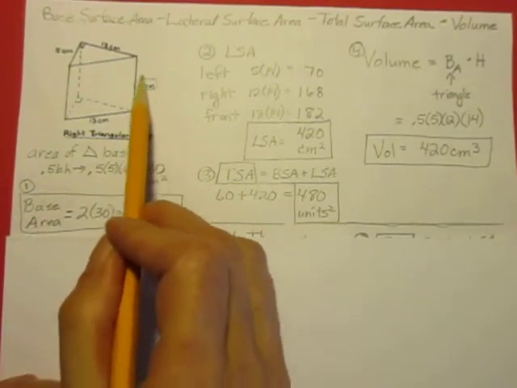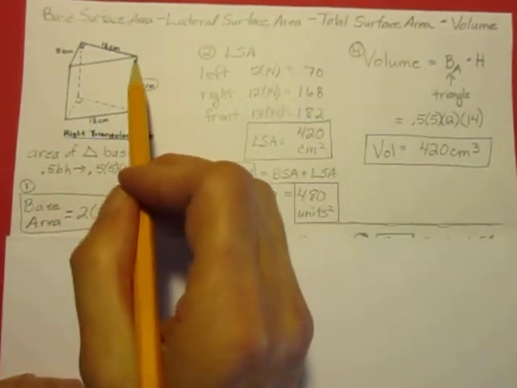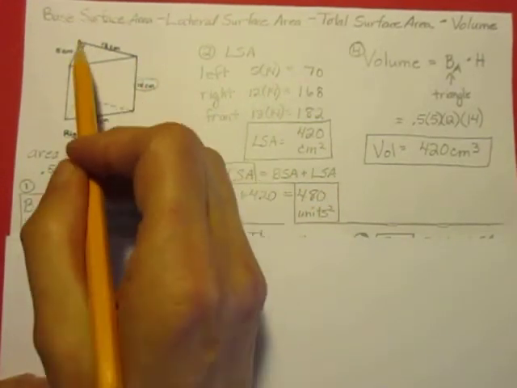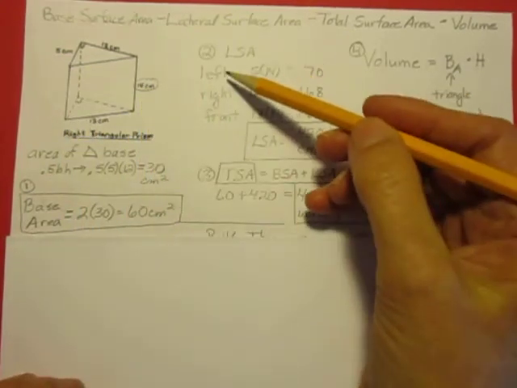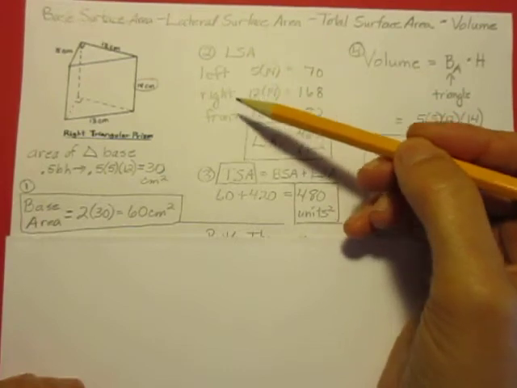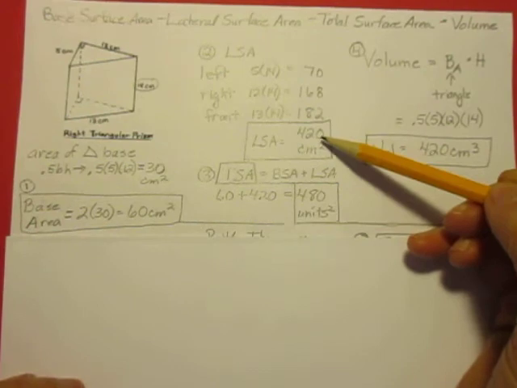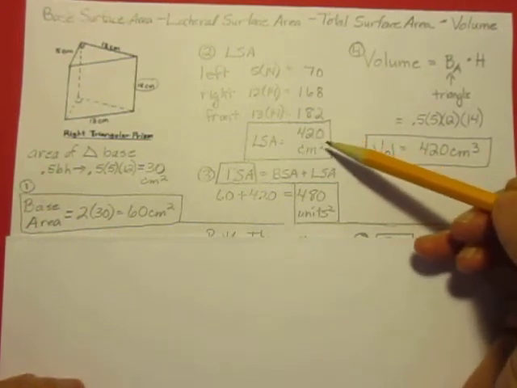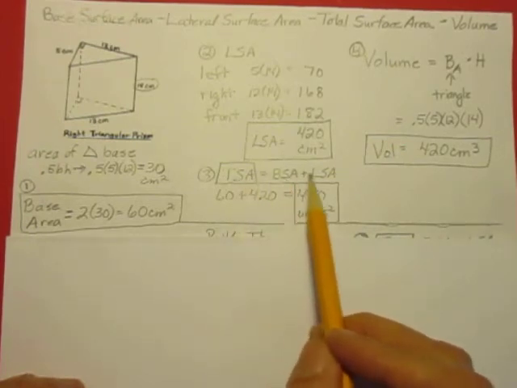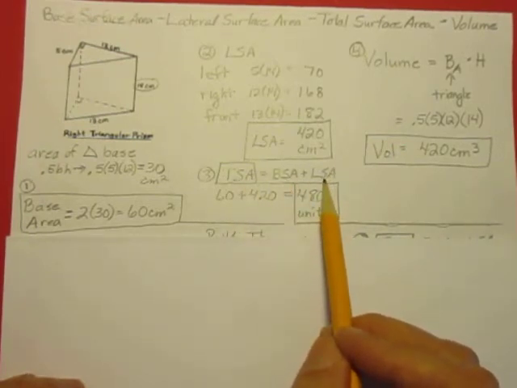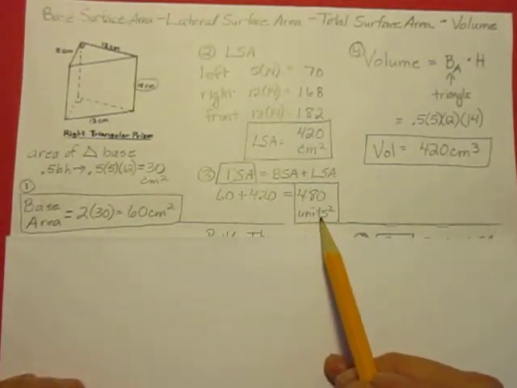So I circled that height, the three-dimensional height I've circled here. So you can see that you're going to take each of these edges, 12 times 14, 5 times 14, and 13 by 14 in order to get the area of the left, right, and front rectangles. So when I calculate each of those, then I can add that up to get my lateral surface area of 420 centimeters squared. My total surface area is the sum of the base surface areas and the lateral surface areas. So when I add those up, I come up with 480 units squared.